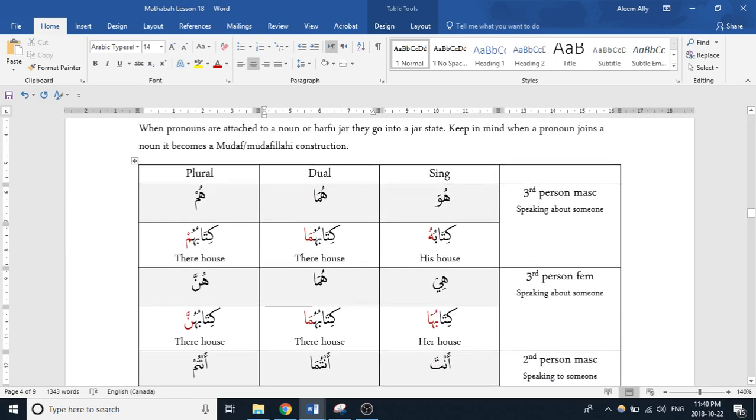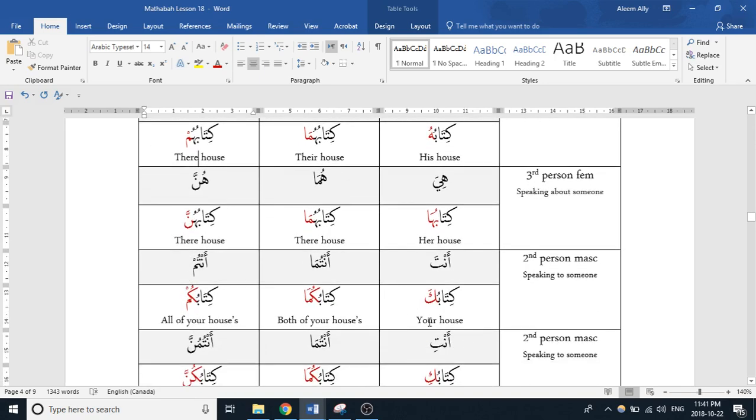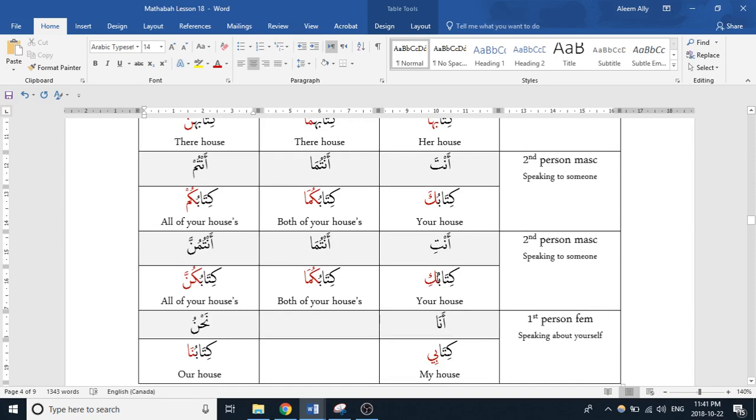Kitabuhuma, which is their house. I'll fix that after. Kitabuhum, their house, with three or more. Kitabuha, which is her house. Kitabuhuma, their house. Kitabuhunna, their house. Kitabuka, your house. Kitabukuma, both of your houses. Kitabukum, all of your houses. Kitabuki, your house. Kitabukuma, and so forth.